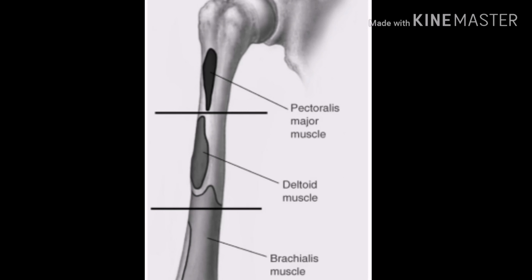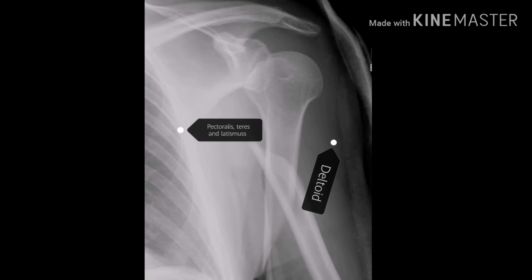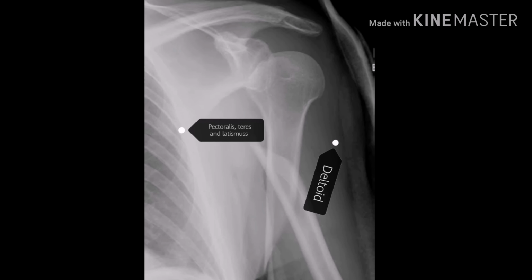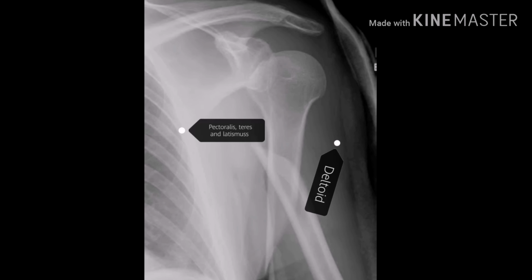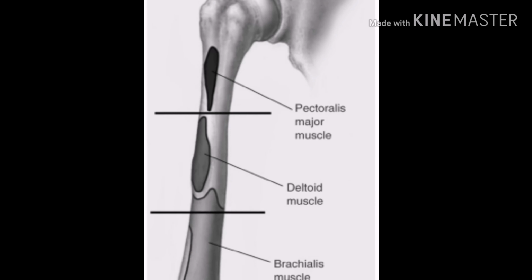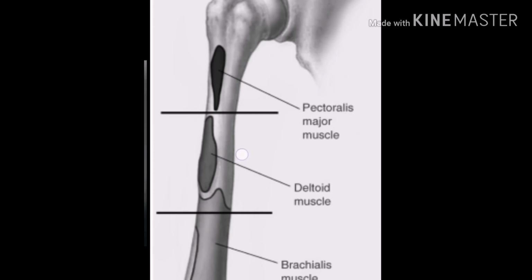Between the pectoralis major and the deltoid tuberosity, the proximal fragment will go medially by the pectoralis, teres major, and latissimus dorsi. The distal fragment will go laterally and proximally by the deltoid muscle. In a fracture distal to the deltoid tuberosity, the proximal fragment will be abducted by the deltoid, while the distal fragment will go medially and proximally by the biceps and triceps muscles.